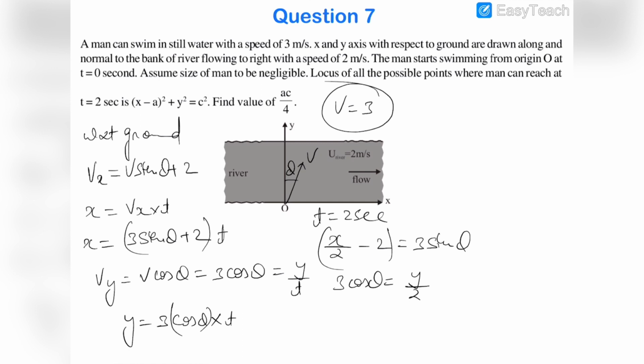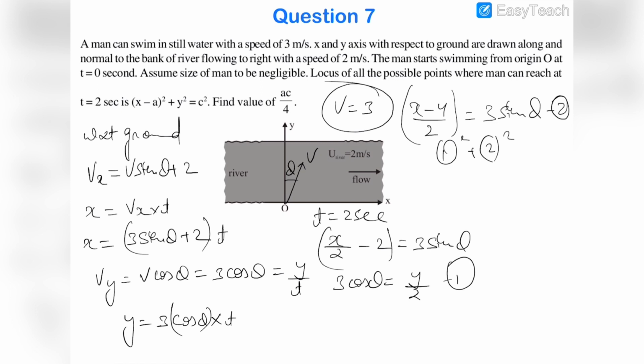So this is squaring and adding. This is (x minus 4) by 2 is equal to 3 sin theta, and this is equation 2 and this is 1. 1 square plus 2 square would be equal to 9 sin square theta plus cos square, which is 1. Obviously we can write it down as 1. So 1 is equal to y square by 4 plus (x minus 4) whole square by 4.